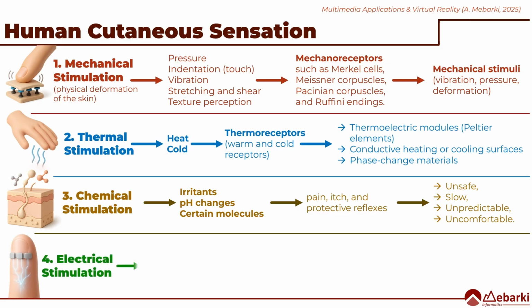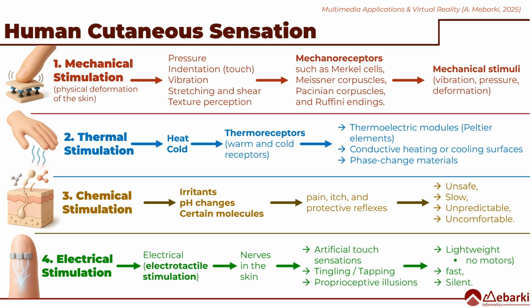Electrical stimulation, also known as electrotactile stimulation, uses controlled electrical currents to activate cutaneous nerves directly, producing sensations such as tingling, tapping, or artificial touch, and in some cases inducing proprioceptive illusions. This modality is increasingly explored in modern haptic systems because it enables lightweight, silent, and fast feedback without the need for mechanical actuators.